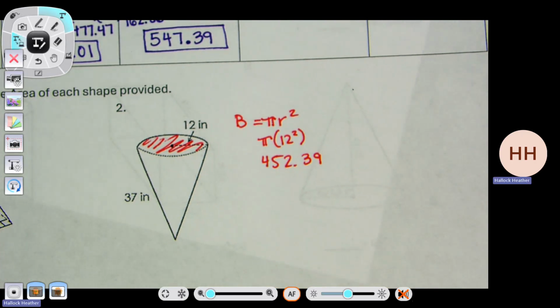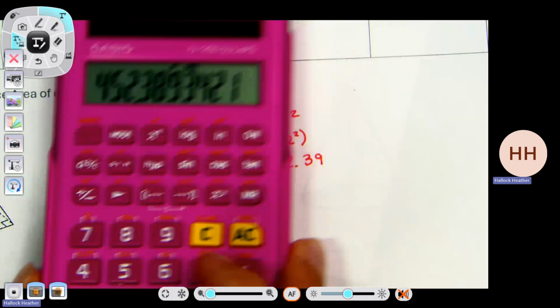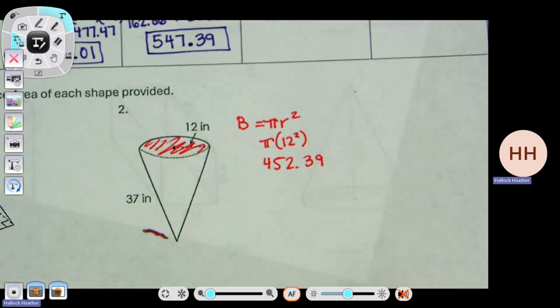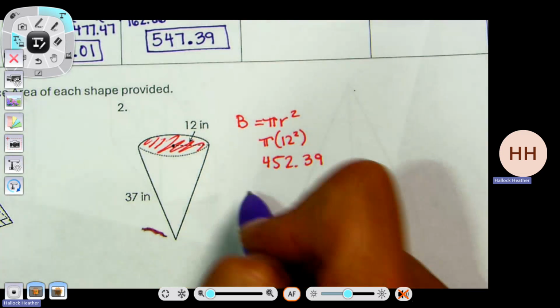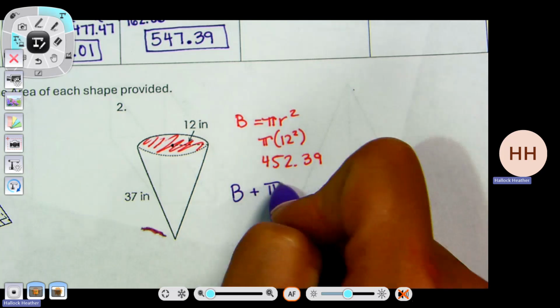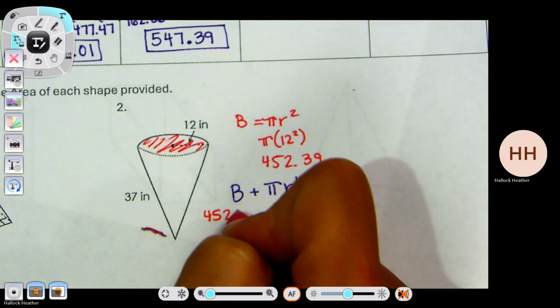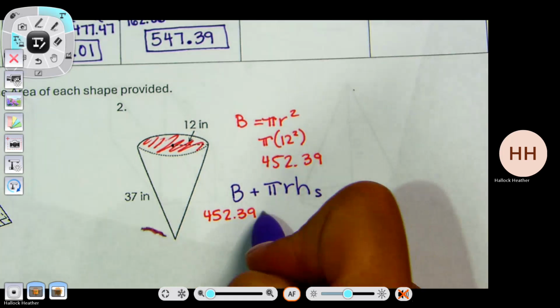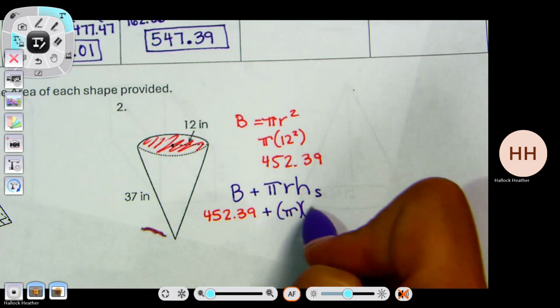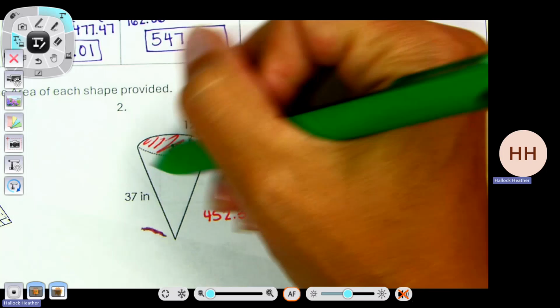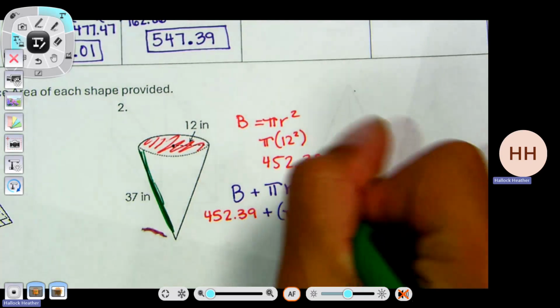So your area should be 452.39. Okay, if you use 3.8, you might be slightly off, because I changed my 3.8 to a 3.9. Then you're just plugging in your values. You have B plus pi r slant height. Slant height is 37 because it's this one over here. Slanted. Slant height.